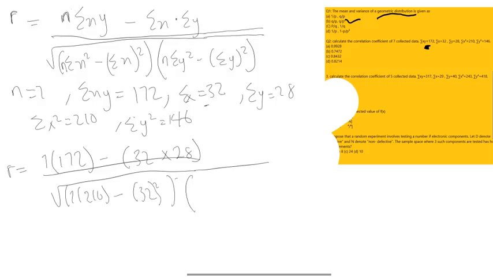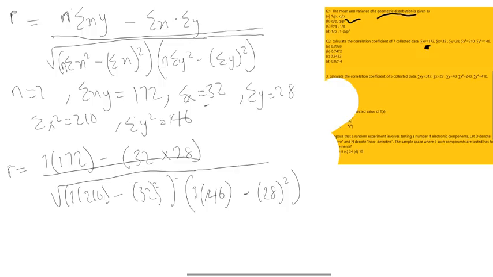Then you have the y values, but you put your n first, 7. We are following this formula. 7. Then you have summation y square. Summation y square is 146. Close your bracket, minus summation y squared, so 28. Then you close your bracket.